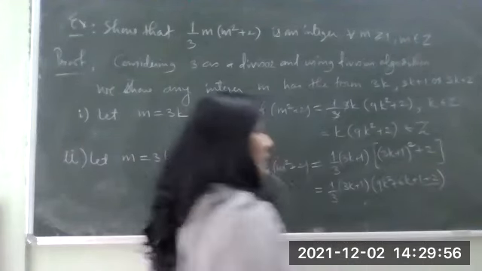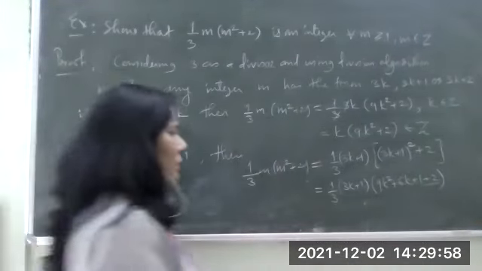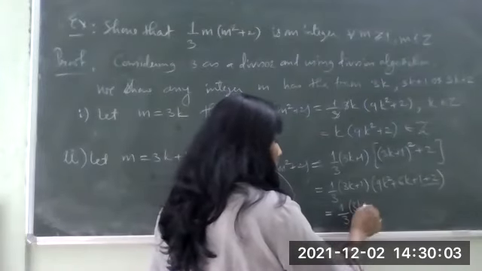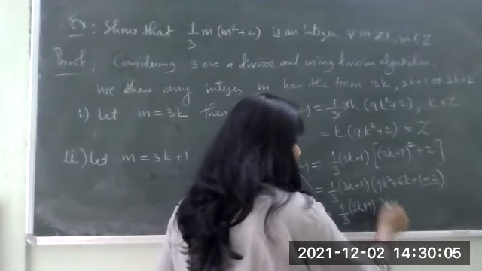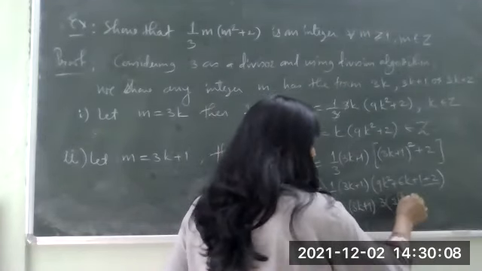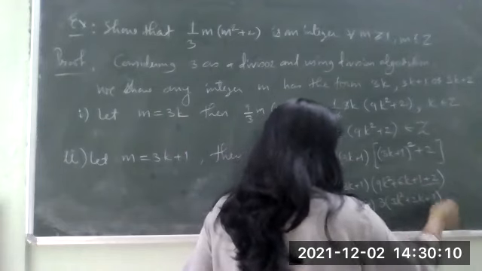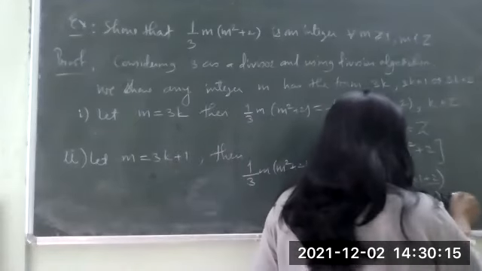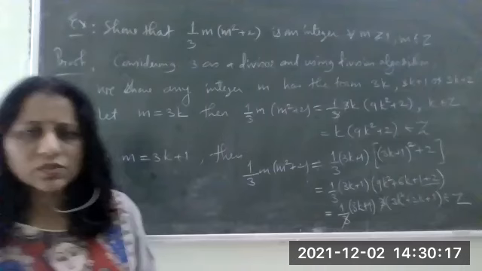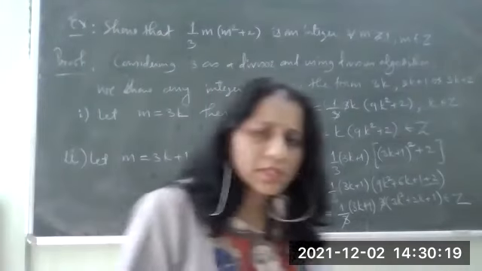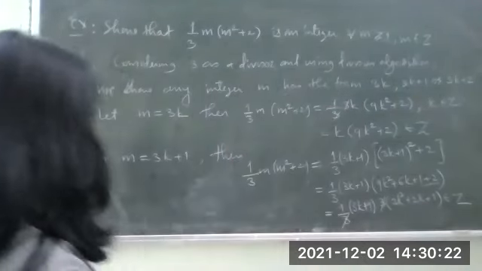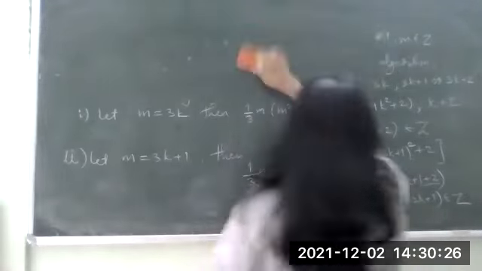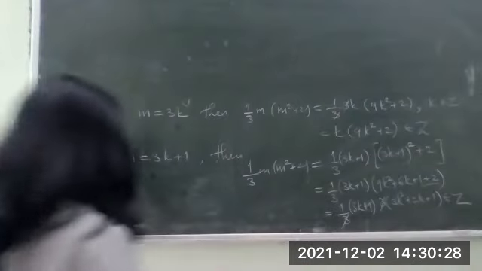Now 2 plus 1 is 3, and again you can find 3 is common from that bracket. So taking 3 common, 1 by 3 into 3k plus 1 as it is, and 3 taking common, this gives me 3k square plus 2k plus 1. So again you will find 3 will get cancelled, and this belongs to Z, which is an integer. So there is no term in the denominator, means it is an integer. Next, come to the third case.